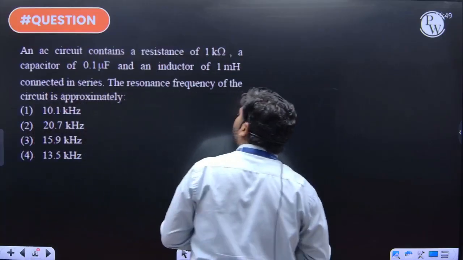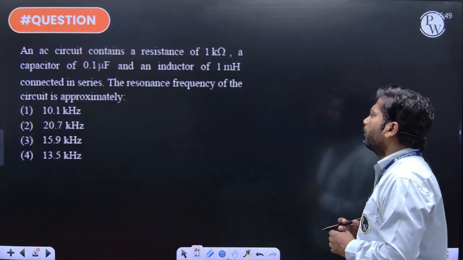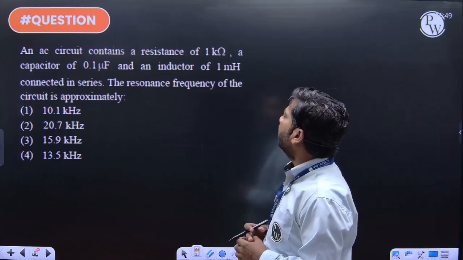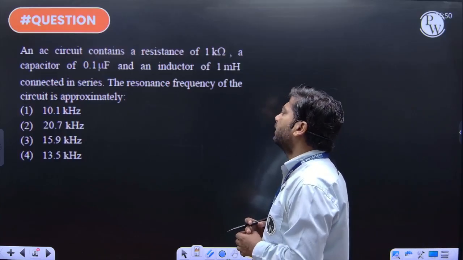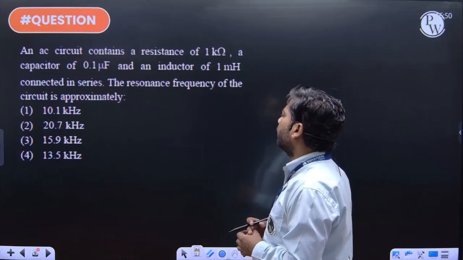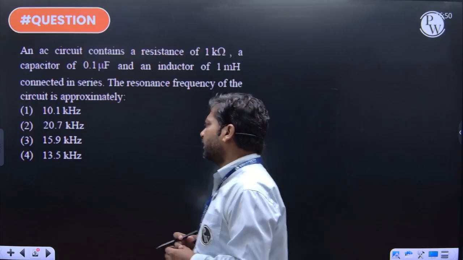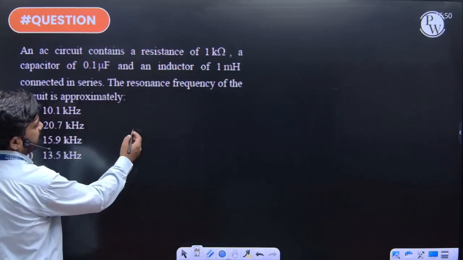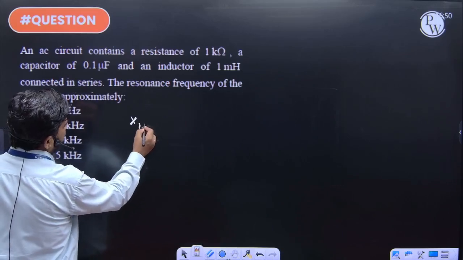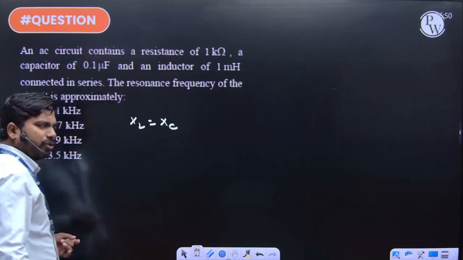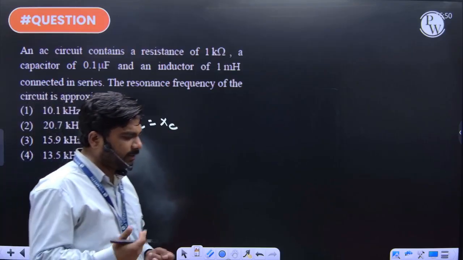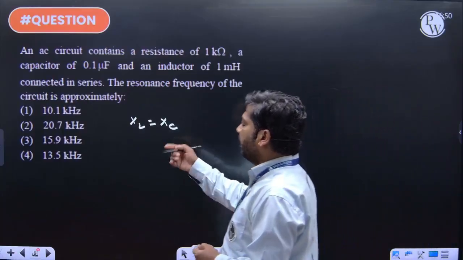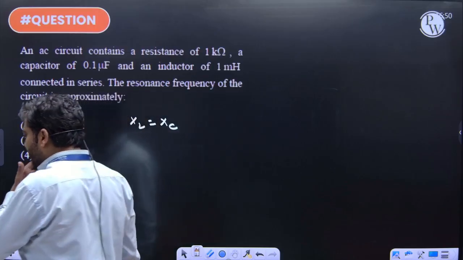an AC circuit contains a resistance of 1 kilo ohm, a capacitor of 0.10 microfarad, and an inductor of 1 millihenry connected in series. The resonance frequency of the circuit is approximately what? Do you know the formula for resonance? At resonance, you know that XL equals XC. The current should be maximum. At resonance, the current is maximum. Basically, power is maximum, right? So current is maximum. It is only possible when XL equals XC.